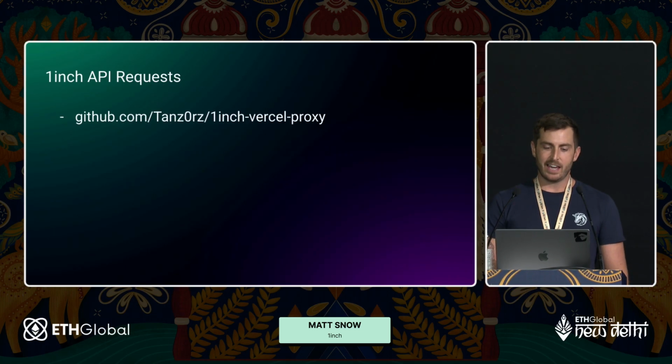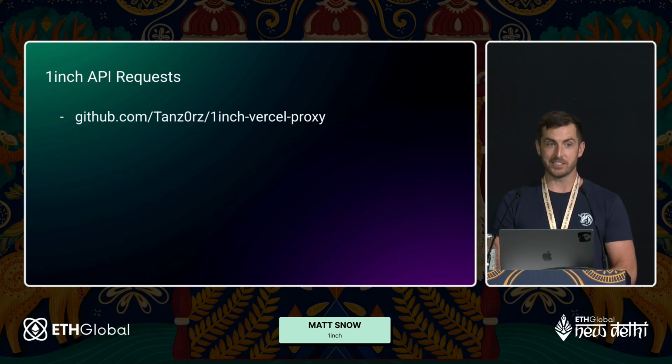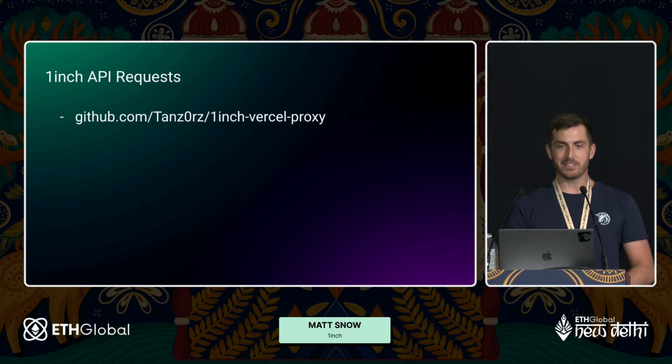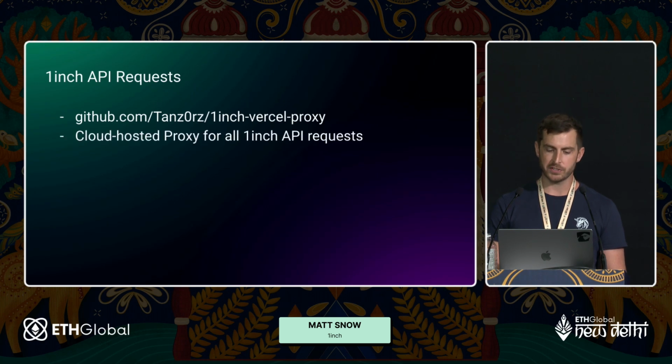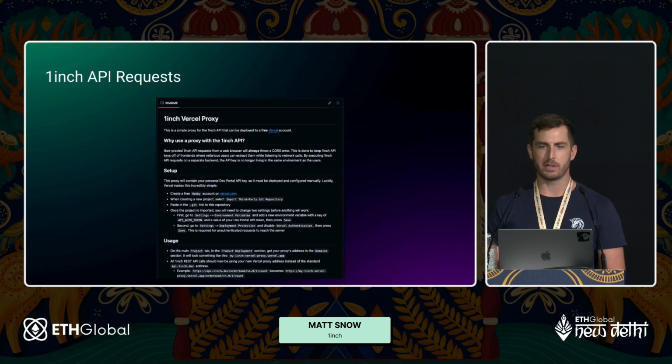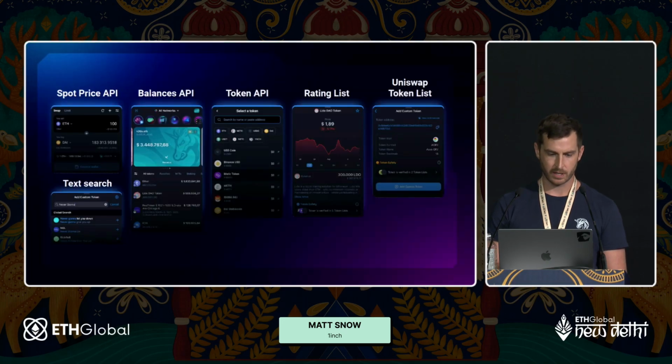And our superstar DevRel, Tanner, actually made his own proxy that you can use if you go to this repo. This will also be linked in the QR code at the very end, so you don't have to take a picture of it. It uses Vercel and is cloud hosted. Basically, it's a free plug and play, one-click solution. So you can just use his proxy to streamline your whole building process.